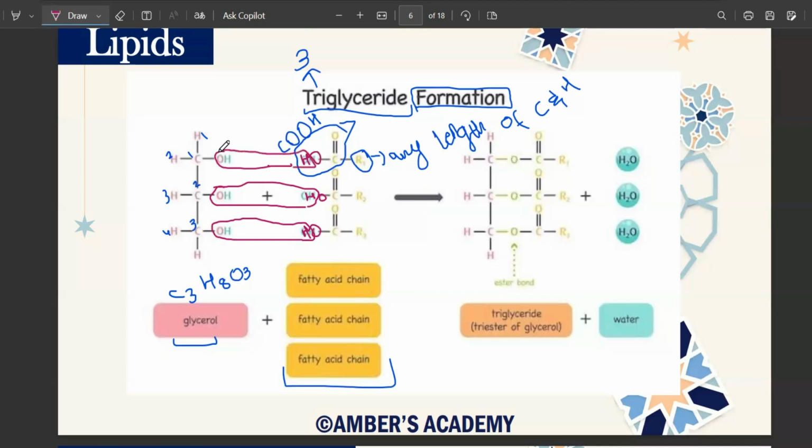And this is how we removed 3 molecules of water. 1, 2, and 3. Just wait a second. Let me draw it and then you can see.